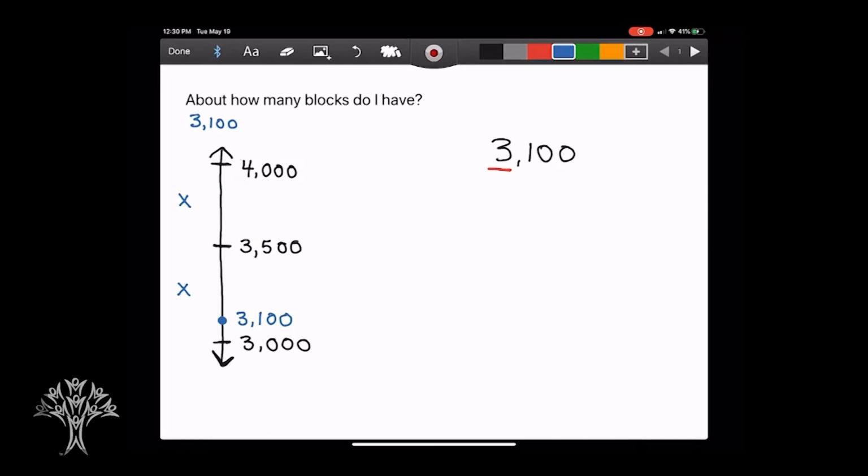Now all we have to do is look at it and decide, is it closer to 3,000 or 4,000? When I look at this, I can easily tell that it is closer to 3,000. So we would say 3,100 is about, that's what this symbol right here means, about or approximately 3 thousand. So if I'm rounding 3,100 to the nearest thousand, it is 3,000. All right, let's think about those steps and let's try it with another number.